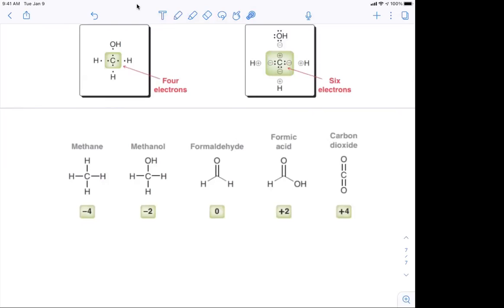Once we get to formaldehyde, we've got 2 less electronegative atoms, but now we've got 2 bonds to oxygen. So therefore we're going to have a +2 on the carbon and a -2 on the carbon. So +2 because the oxygen takes the electrons, -2 because the hydrogens give up their electrons. So that gets to 0. Once we've added 3 oxygens, we get to +2. And then when we have carbon dioxide, we get to +4.